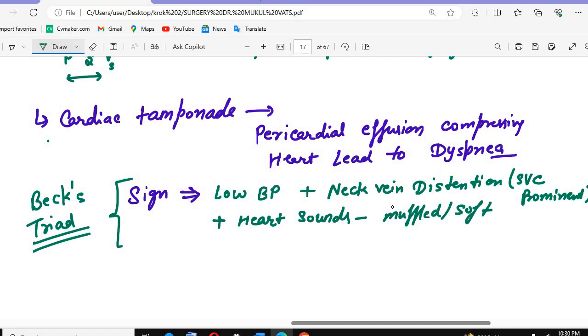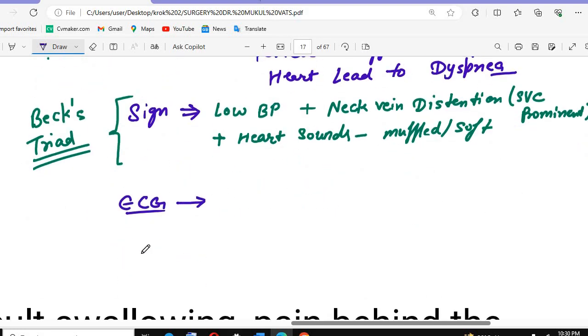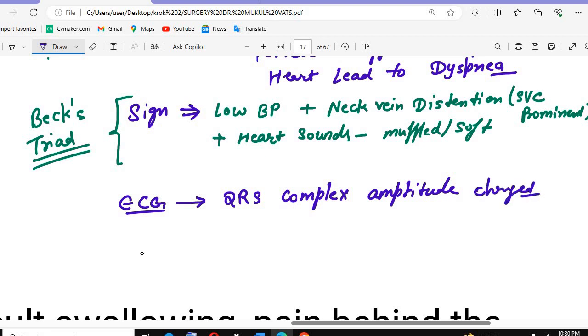Okay. Then if we see the ECG, on ECG what will we see? On ECG the QRS complex amplitude will be changed. And we call this condition pulsus electrical alternans. Okay, they will not ask you this in the exam, but if you want to remember, it is electrical alternans, because you will see the QRS amplitude is changed.